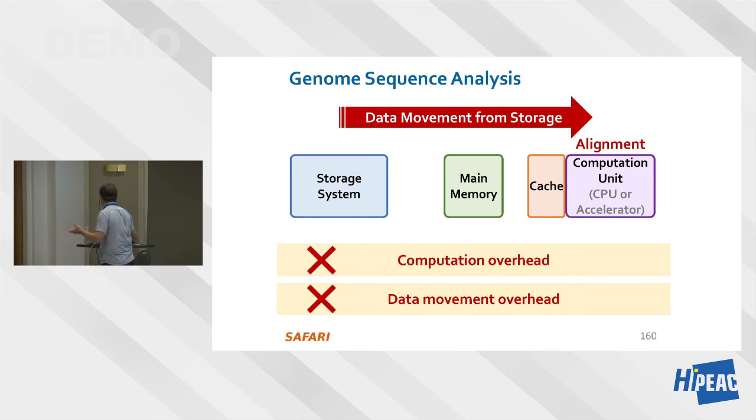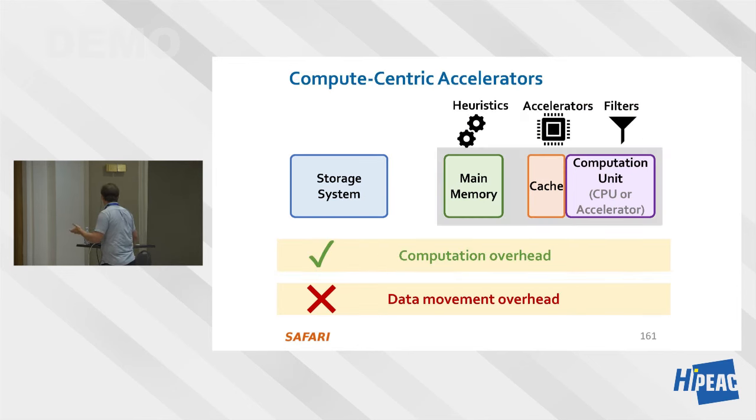So what happens is you need to move a lot of data from the storage system all the way to computation units. And then you need to do the alignment. This is a process called alignment to compare. It has a lot of computation overhead, and there's a lot of data movement overhead. Now, people have optimized the computation overhead a lot. In this case, I'm treating main memory also as part of the computation unit. People have had a lot of heuristics, accelerators, filters, both at the software and hardware levels. These are all targeted toward computation overhead. They reduce the computation overhead. Once you reduce the computation overhead, data movement overhead becomes an even bigger bottleneck.